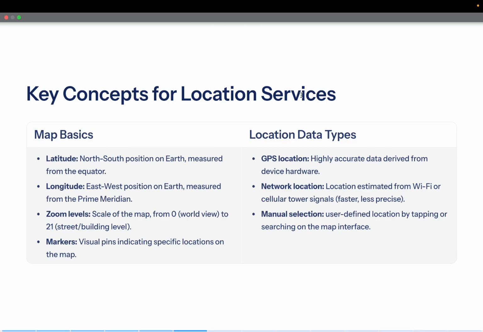First one is GPS location, which helps to get the device location. Then another one is network location. Here the location is taken from our Wi-Fi and cellular networks. The other one is manual selection. Here the user picks the location from the map.